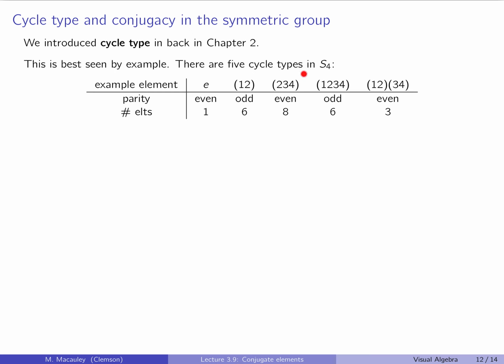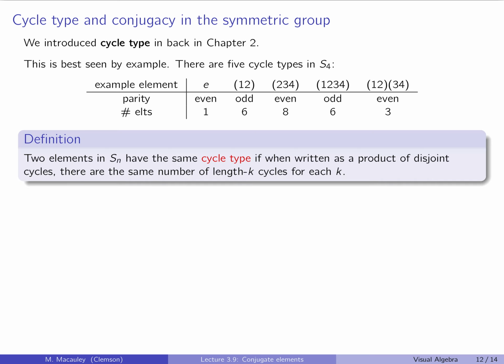There are 5 cycle types in S4. There's the identity element, then there's the 2 cycles, the 3 cycles, the 4 cycles, and then the product of 2 cycles. Notice that some of these are even and some of them are odd. For example, (2 3 4) is even because I can write that as (2 3) times (2 4). Recall that we are reading from left to right in this book.